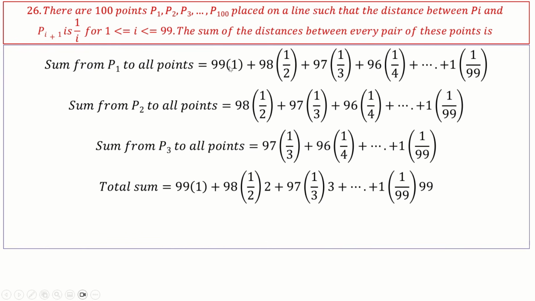So the total sum is you will have 99 ones as is, 98 half plus 99 half is 98 halves into 2, 97 1 by 3 is into 3, 96 1 by 4 is into 4, and 1 by 99 into 99. Now you can easily cancel this; the sum is nothing but 99 plus 98 plus 97 up to 1, which is the sum of the first 99 integers, which is 4950. This is the answer.